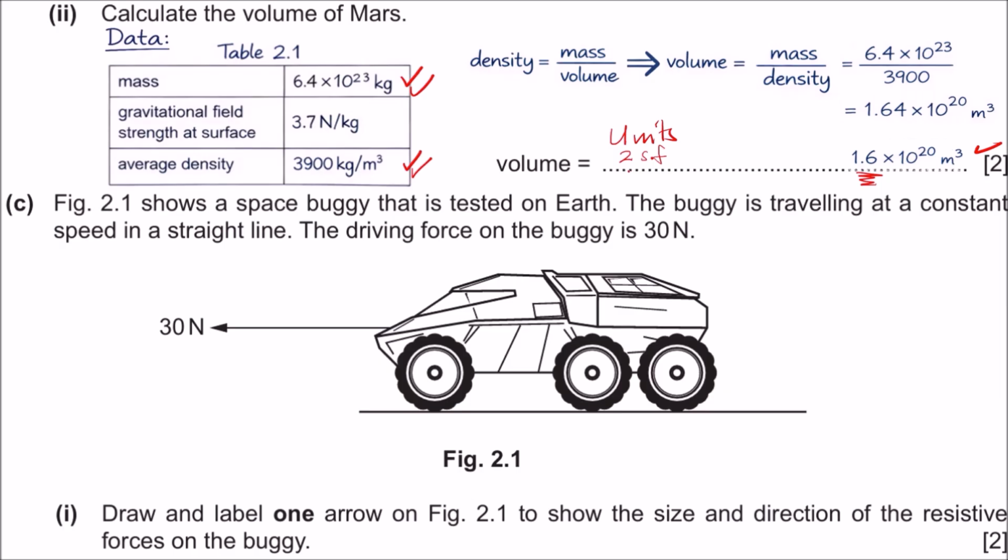Part C reads, Fig 2.1 shows a space buggy that is tested on Earth. So the experiment is happening on Earth. The buggy is traveling at a constant speed in a straight line. This is very important information. If you like highlighting, this part should be the one you highlight. It's very important because speed in a straight line is velocity.